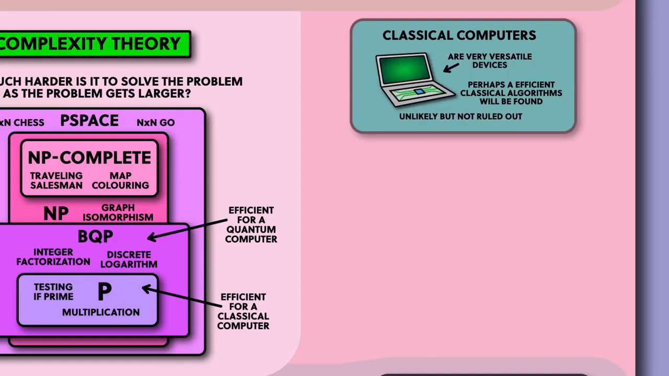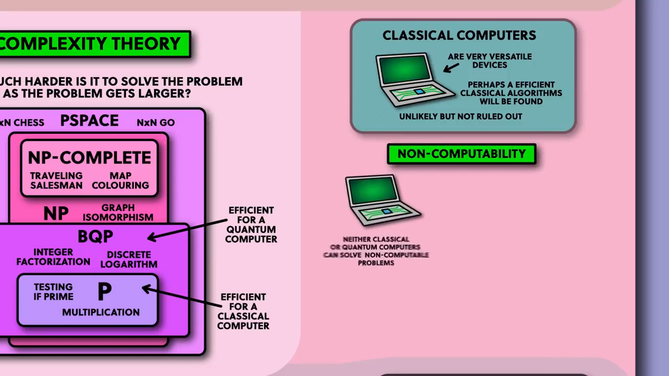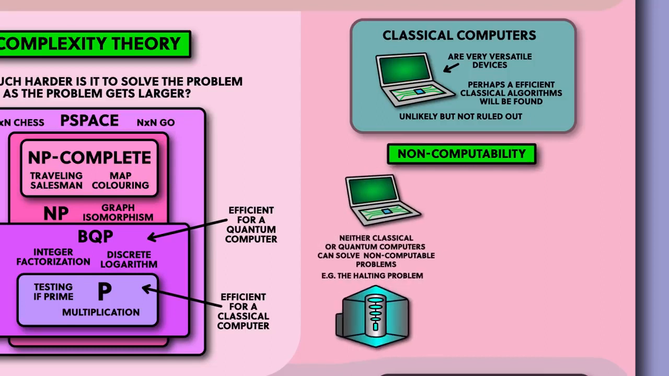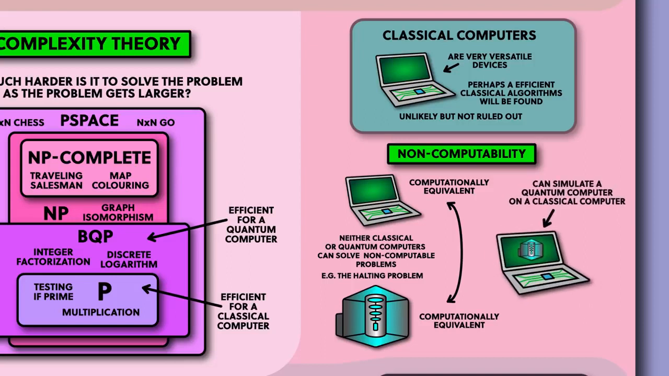Also, there are problems that we can prove are impossible to solve on classical computers, called non-computable problems, like the halting problem. But these are also impossible to solve on a quantum computer. So computationally, classical computers and quantum computers are equivalent to each other. The differences all come from the algorithms that they can run. You can even simulate a quantum computer on a classical computer, and vice versa. But simulating a quantum computer on a classical computer gets exponentially harder to do the more qubits you're trying to simulate. This is because classical computers struggle to simulate quantum systems.